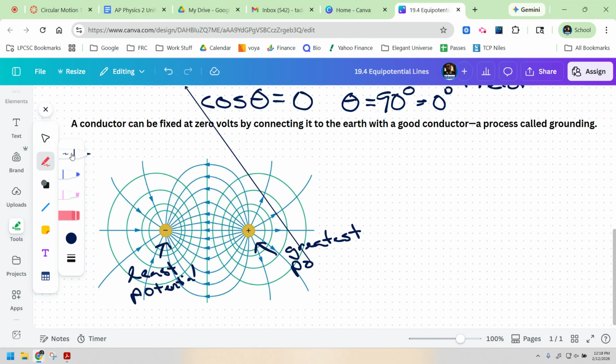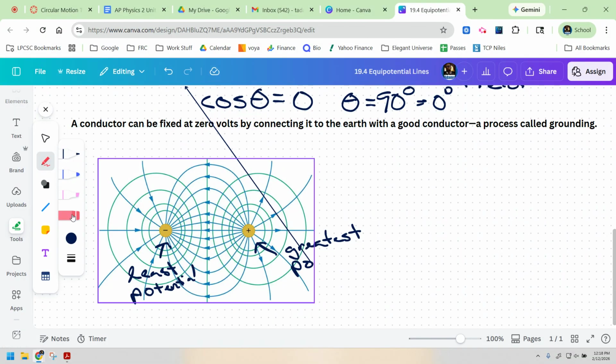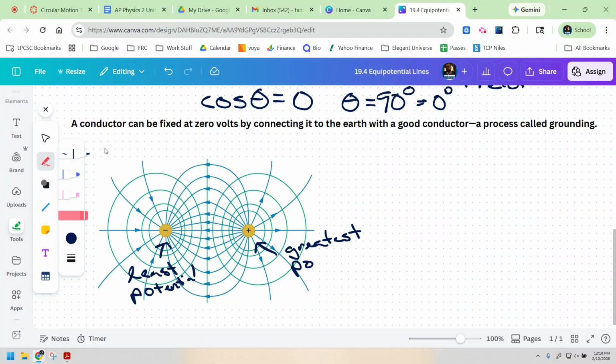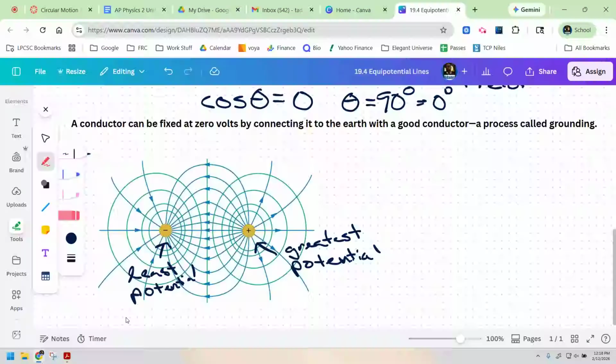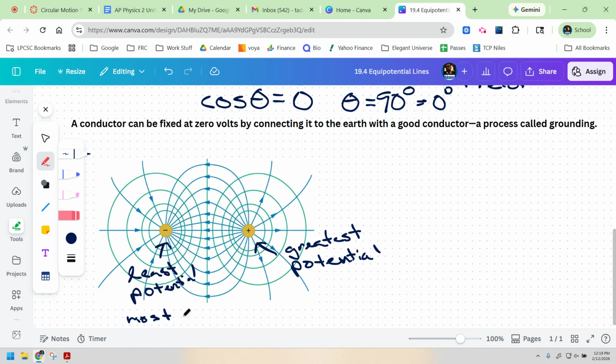Oh, I hate when that does that. All right, let's see if we can erase that. Let's see if that stays gone. And so least would be, another way to say that is most negative. And this would be the most positive.